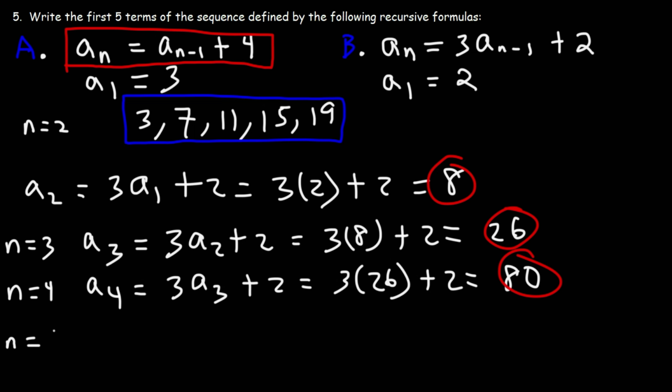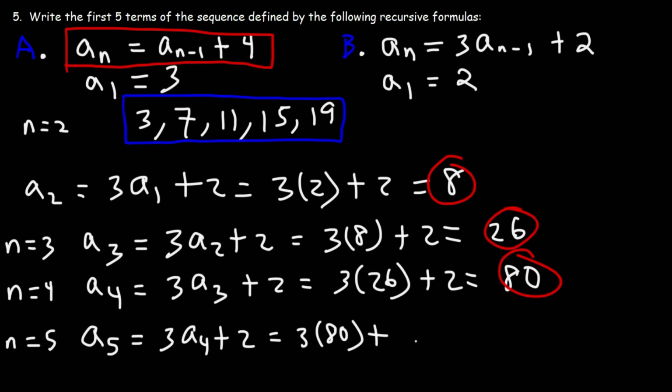Now let's focus on the fifth term. So a sub 5 is going to be 3 times a sub 4 plus 2. So that's 3 times 80 plus 2. 3 times 8 is 24, so 3 times 80 is 240. Plus 2, that's going to be 242.